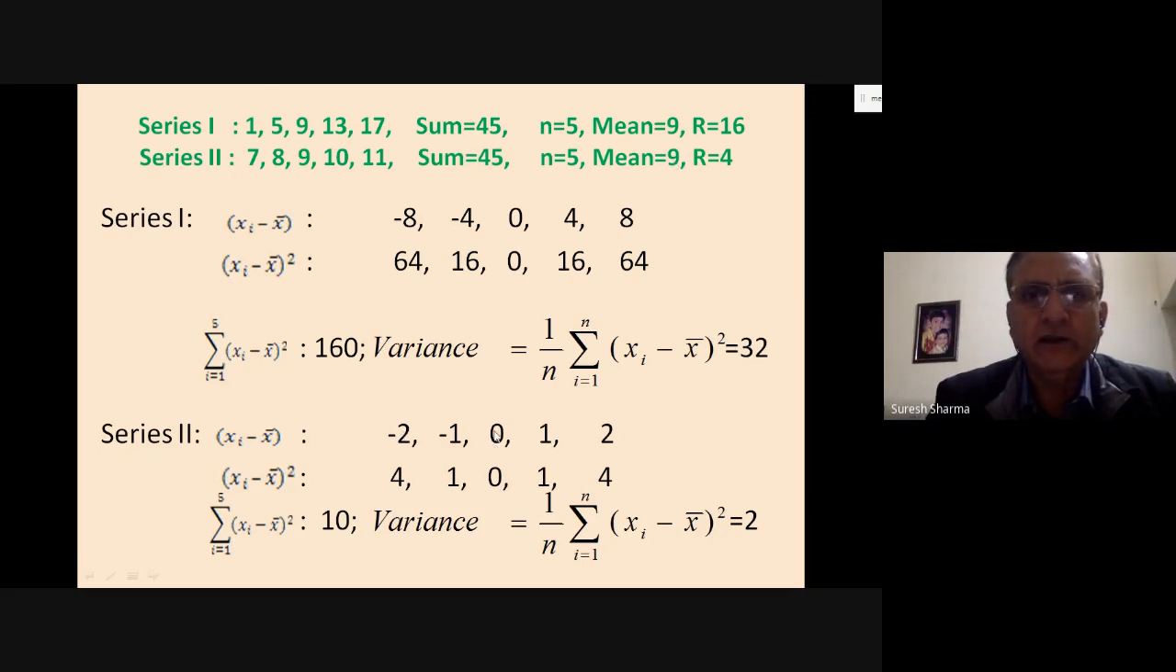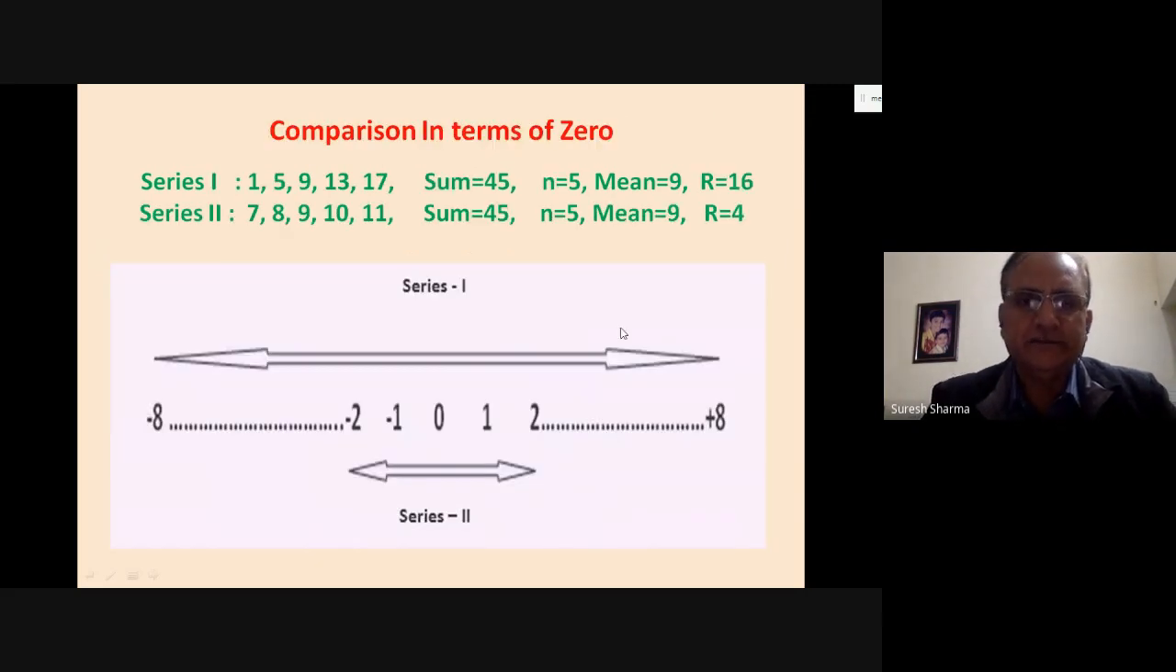Next will be minus 1. Then 0, 1 and 2. Now if you look at these differences, the 0 is there in the center. And if you look at the range of this difference, this varies from minus 8 to plus 8. And this varies from minus 2 to plus 2. Graphically, they will look like this. Series 2 is from minus 2 to plus 2, but series 1 is from minus 8 to plus 8.